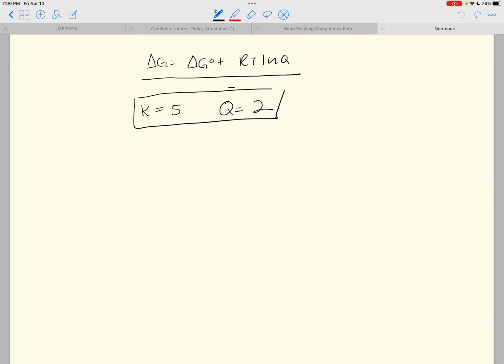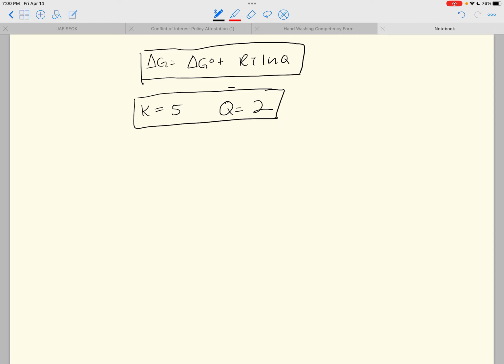Let's talk about this equation right here. Delta G equals delta G naught plus RT ln Q. But let's take a quick detour and remember from the first test, when you're given the values of Q and K, which way would the reaction go, forward or backward?